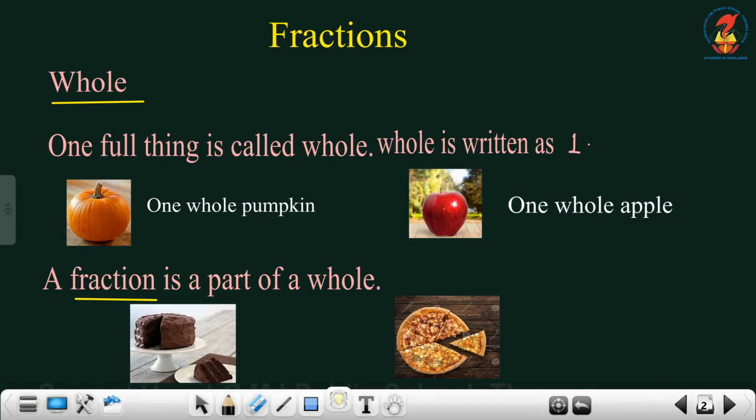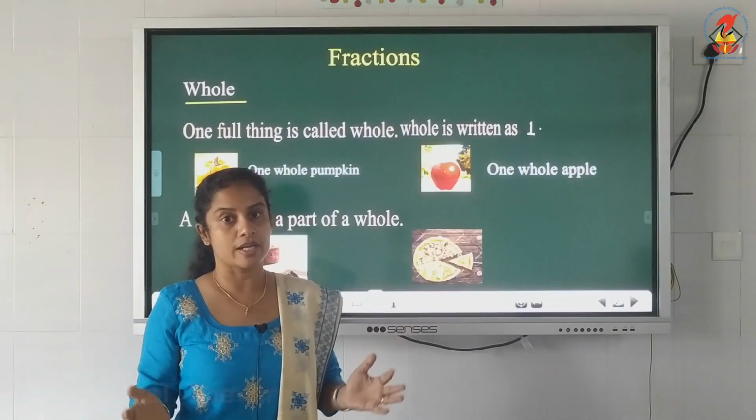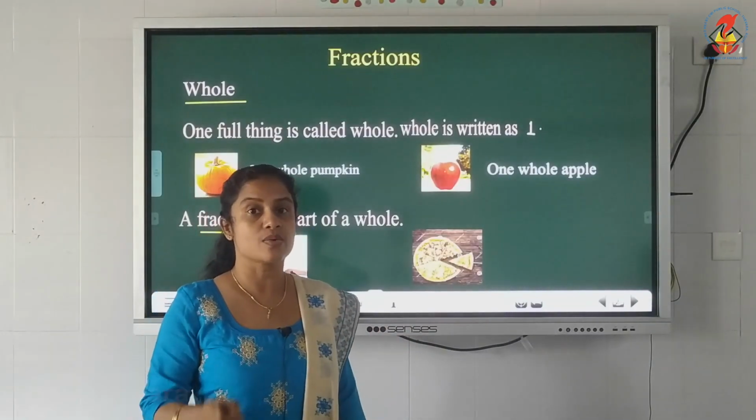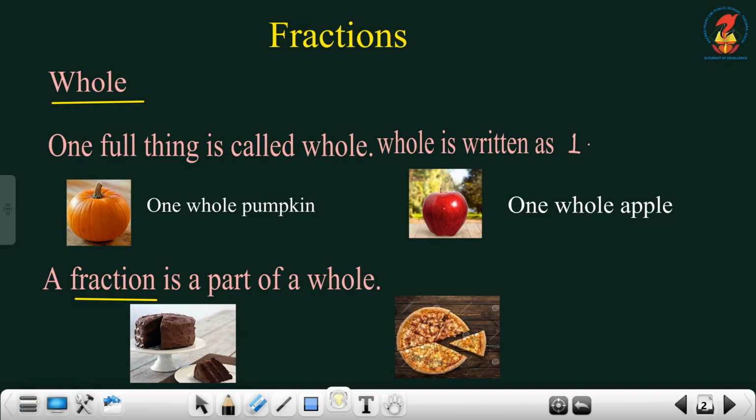Before studying fractions you should know what a whole is. What is a whole? One full thing is called a whole and it is written as 1. Okay. So read this. Whole. One full thing is called a whole. Whole is written as 1.